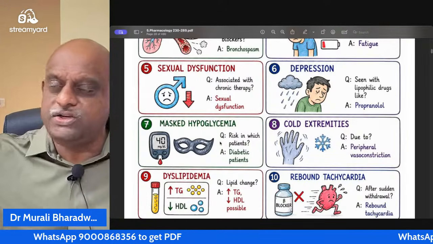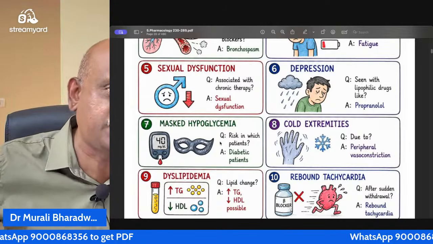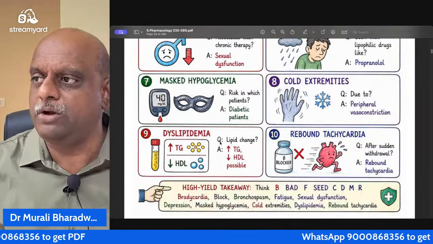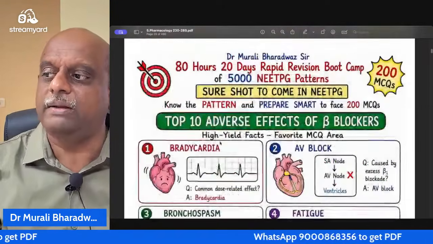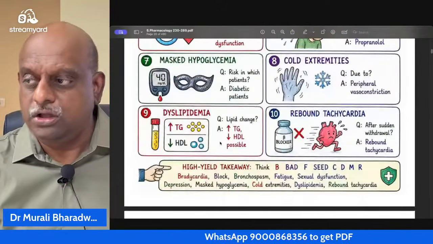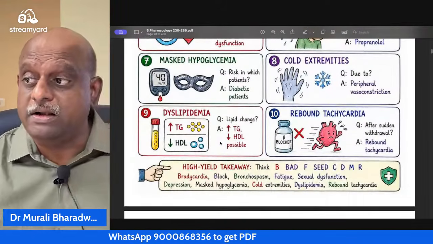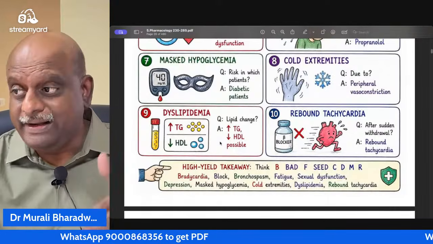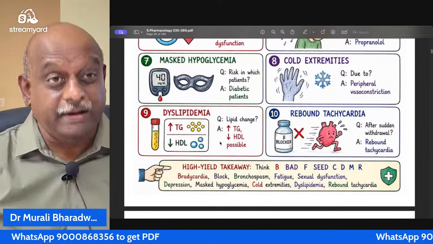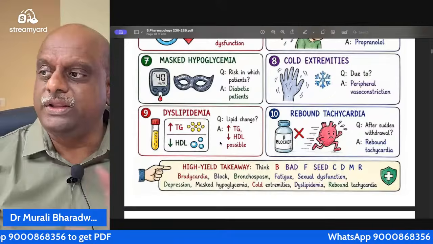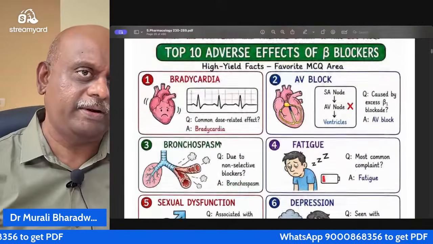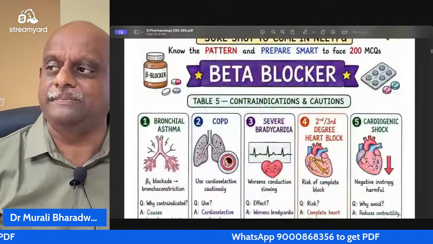Similarly, cold extremities due to peripheral vasoconstriction is a side effect of beta blockers, is what we need to fundamentally remember. Also, beta blockers can lead to hypertriglyceridemia, decreased HDL, rebound tachycardia. So these are the side effects that need to be remembered, frequently tested in exam.